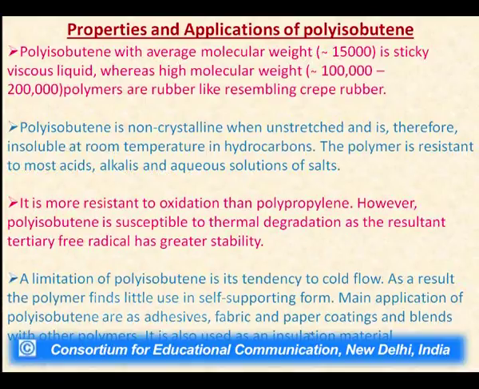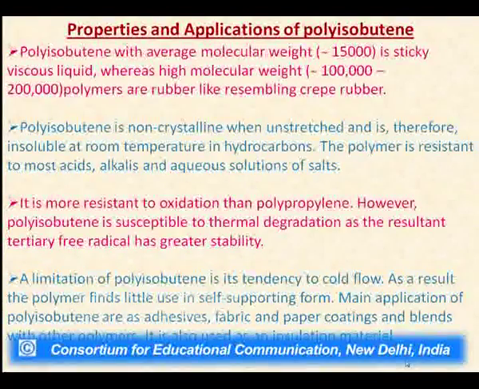Then come the properties and applications of polyisobutene. Polyisobutene with an average molecular weight of approximately 1500 is a sticky viscous liquid, whereas its high molecular weight polymer, approximately 1 lakh to 2 lakh molecular weight, is rubber-like, resembling crepe rubber. Polyisobutene is non-crystalline when unstretched and is therefore insoluble at room temperature in hydrocarbons. The polymer is resistant to most acids, alkalis and aqueous solutions of salts. It is more resistant to oxidation than polypropylene.